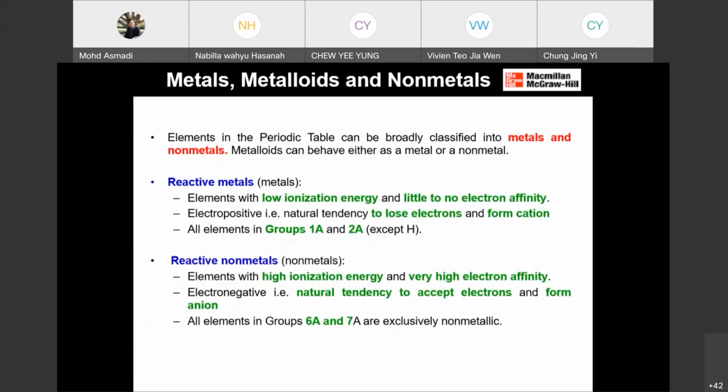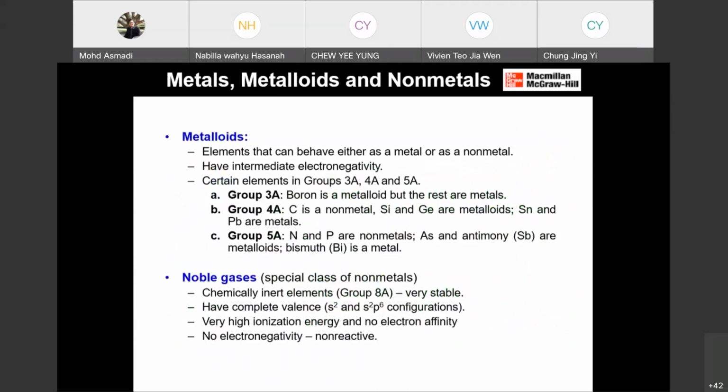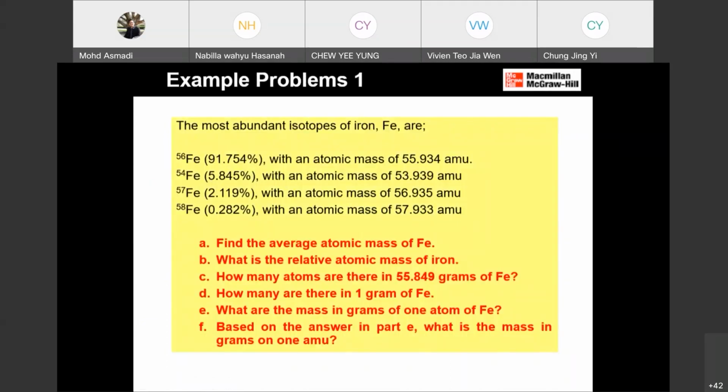This one is the explanation. I already explained. You can read this one from the reactive metal, reactive non-metal, and also noble gas. Special case, right? Complete valence s2 p6, already 8, right? Configuration, ionization, and electron affinity. Okay, any questions about the information that we can get from the periodic table? Any questions?